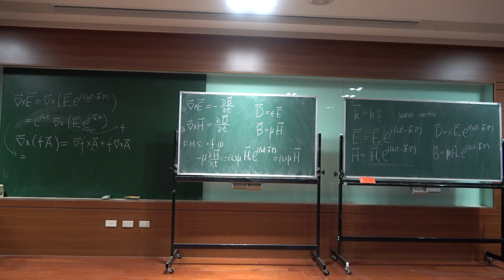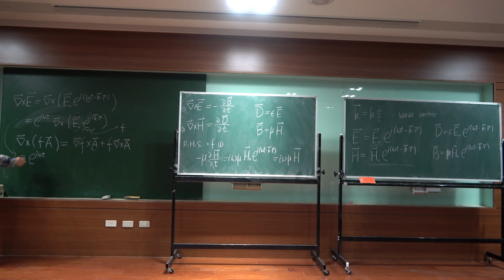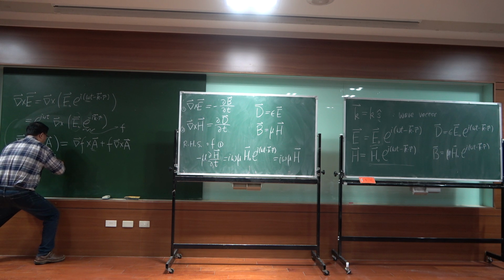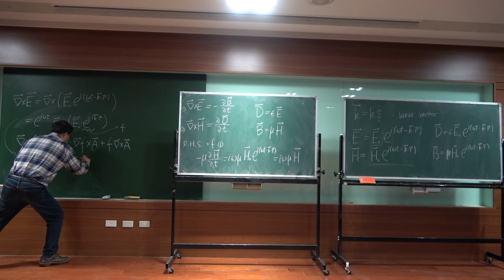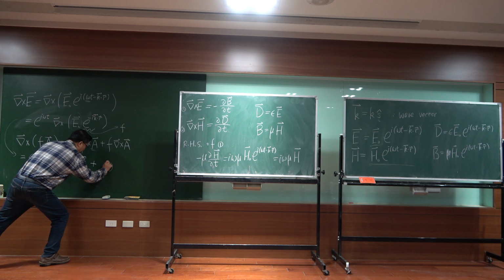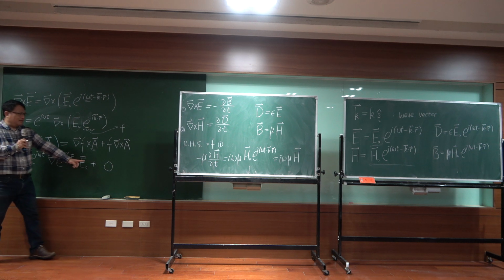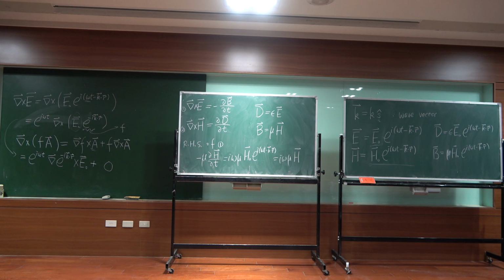So we have exponential i omega t, gradient of exponential minus i k dot r, cross E0, plus 0. This part is 0 because E0 is a constant vector. So what is the result of this operation?